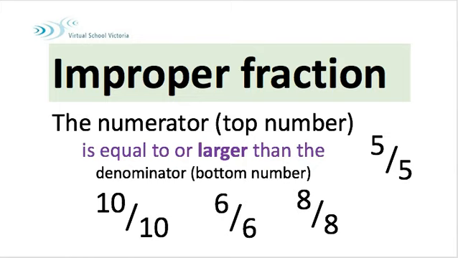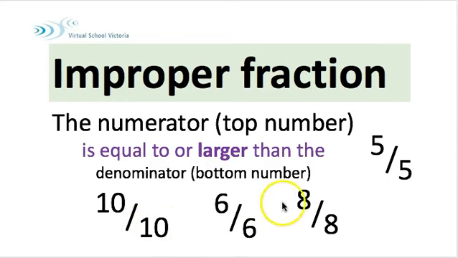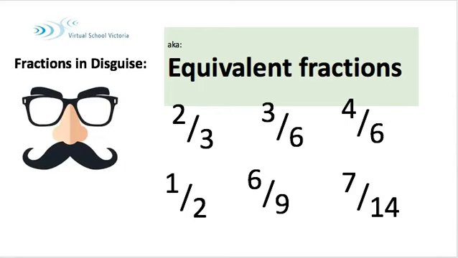Another type of improper fraction is the one where you've got the same number as the numerator and as the denominator, and each of these fractions will always equal 1 because when you've got 5 out of 5, you've got the whole. The ones that keep everybody working very busily are the equivalent fractions.